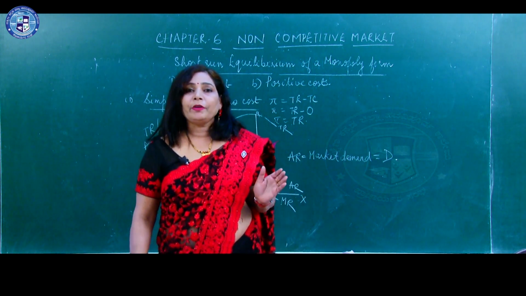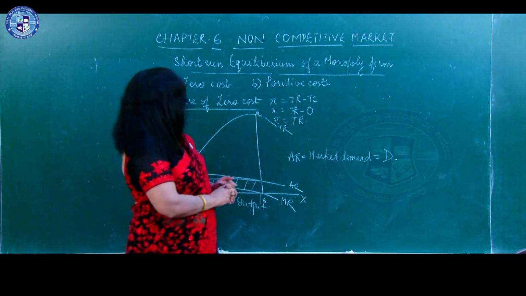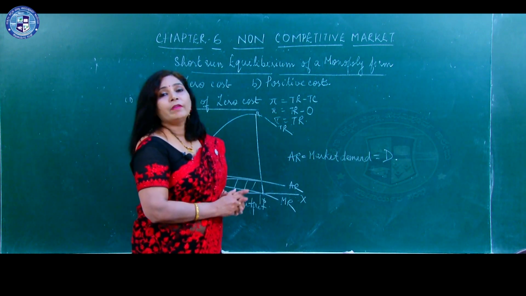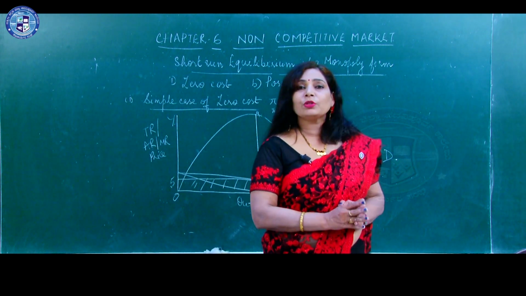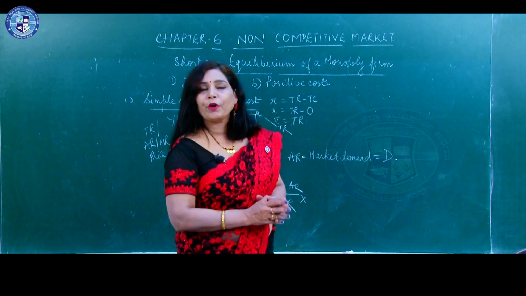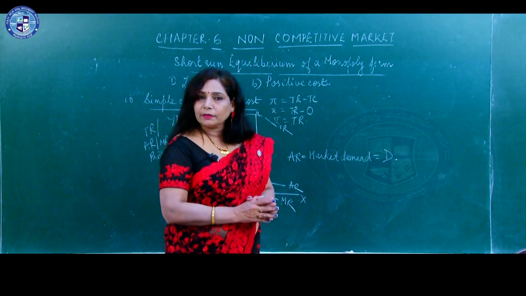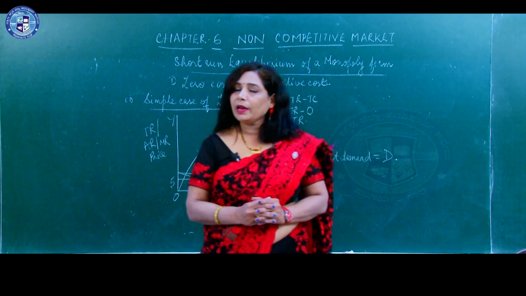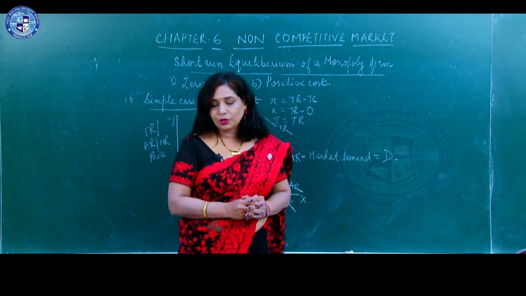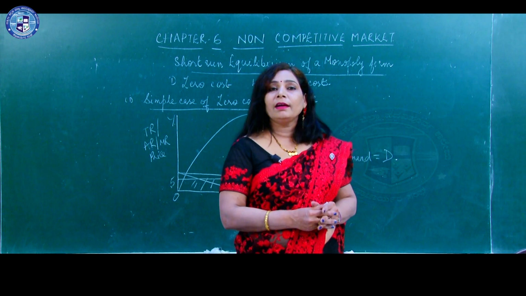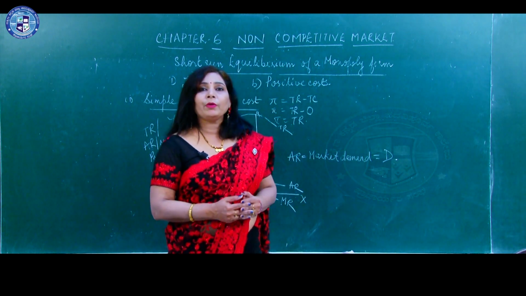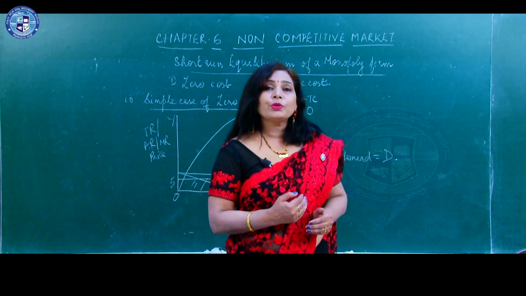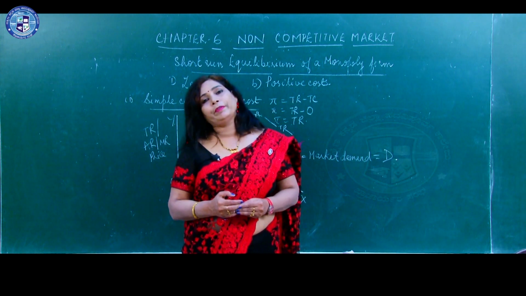To start with, the first case we are studying is the zero cost case. So, what is the meaning of zero cost? When the cost of production is zero, how is a monopolist going to earn the profit in the market? Suppose, for example, this example is quite rare because we will not usually find it in real life, but still, in an imaginary way, we are going to study the case when the cost is zero. So, how is a monopolist making the profit?